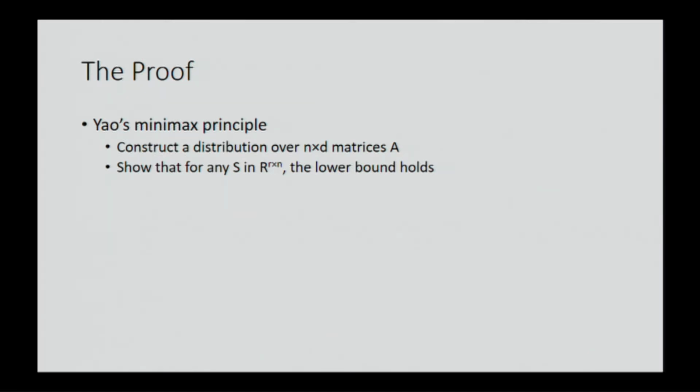A common technique in lower bounds is Yao's minimax principle. What you can instead do is show a lower bound for the following process. You can construct a distribution over inputs A, n by d input matrices A, and show for any fixed sketching matrix S, the lower bound holds. This is a standard technique: for a lower bound for randomized algorithms, you can instead give a distributional lower bound for a fixed deterministic algorithm. Everyone's okay?